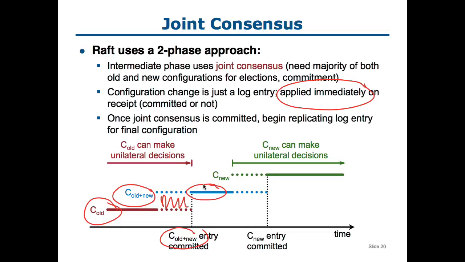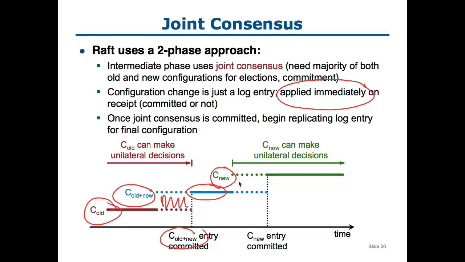So at this point now, the cluster is operating under the joint consensus. As soon as that joint consensus has become committed, the leader can now begin propagating a configuration change entry for Cnew. So again, it puts that in its log, and it begins replicating that out to the cluster.